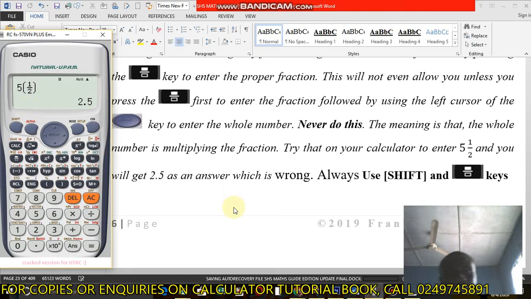So, today we have learned that before you enter a mixed fraction, because the mixed fraction container is in golden color on top of the fraction key, you need to press the shift first. When you press the shift, then you press the fraction key, and it gives you the mixed fraction container, and that will be the appropriate way to enter your mixed fraction.